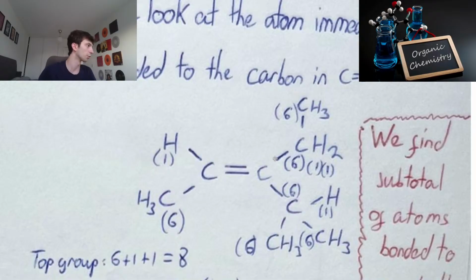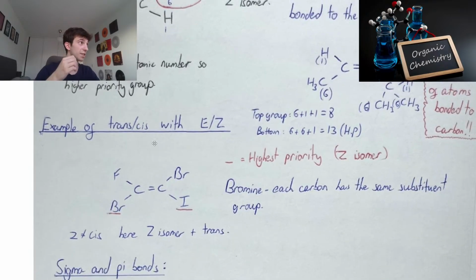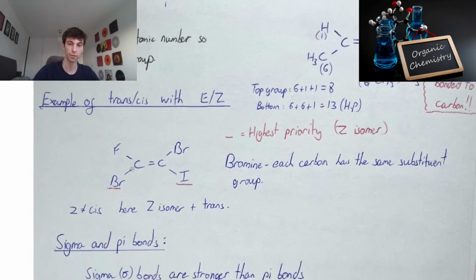Cis and trans apply when two of the same groups are present. So for an example of trans and cis with E and Z, we can see here we have a Z isomer because the highest priority groups are on the same side of the carbon plane. But we can also see that it's going to be trans because each carbon involved in this double bond has a bromine attached to it. These bromines are on opposite sides, therefore it's going to be trans.